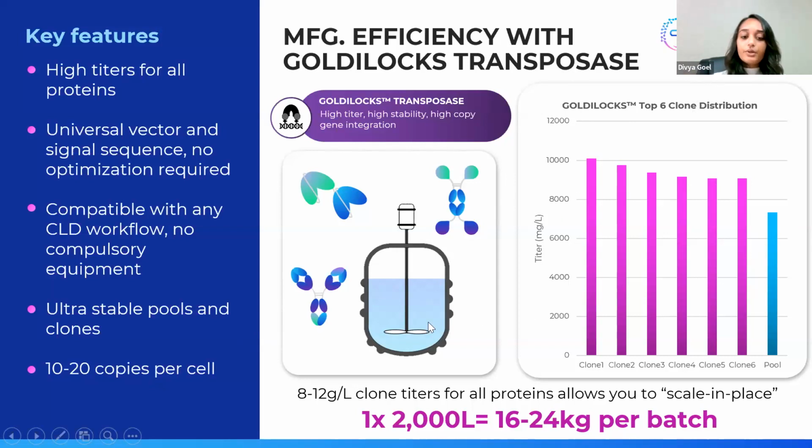So if we're looking at titers that are consistently in the range of about 8 to 12 grams per liter for most proteins, then one 2,000 liter batch would yield about 16 to 24 kilograms per batch. And that would be in some cases sufficient to meet annual demand for certain programs. So that really allows you to scale in place.